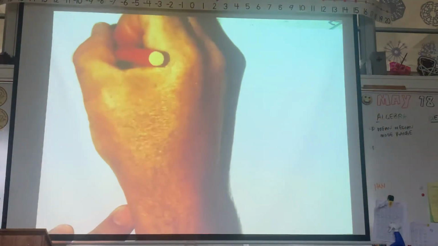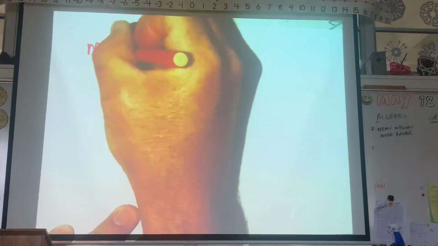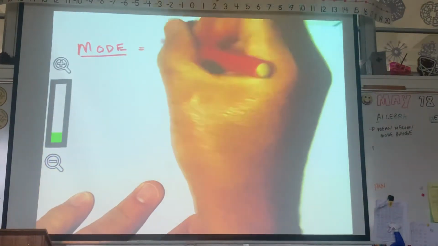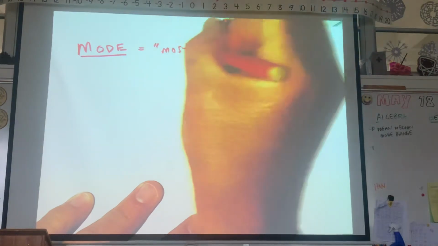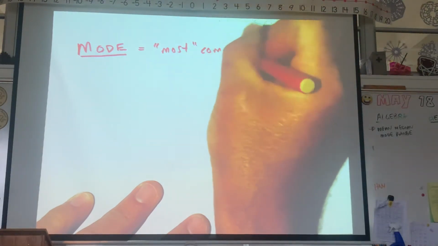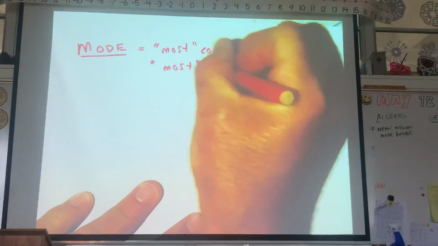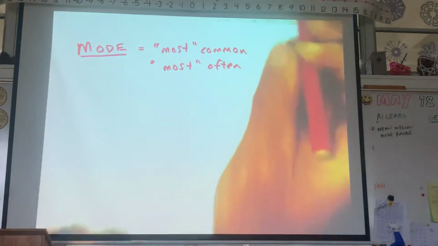The mode. Well, the mode means the most common, or the one that's in there the most often.